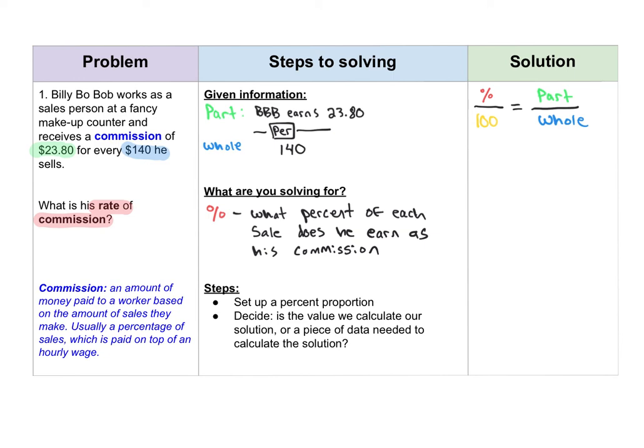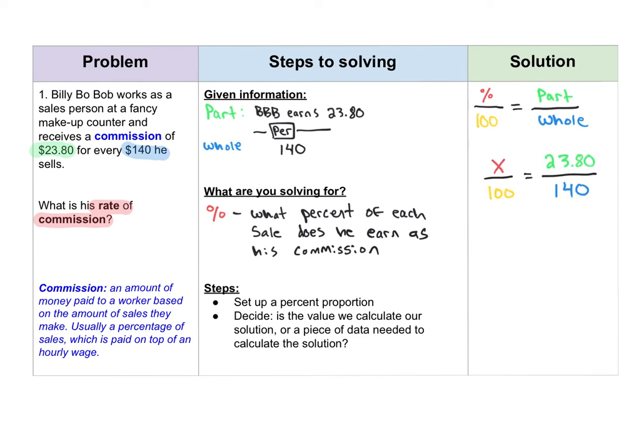So here are the steps that you can use to solve problems like this. The first thing we're going to do is set up our percent proportion, and then we need to decide: is the value that we are calculating our solution, or is it just a piece of data we need to calculate our solution? Let's go ahead and set up that percent proportion.